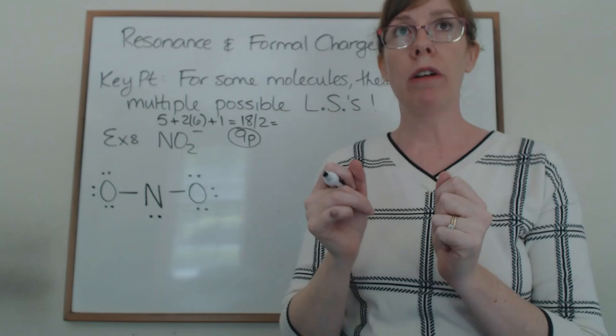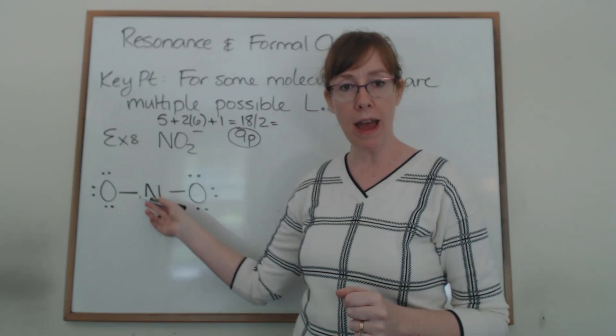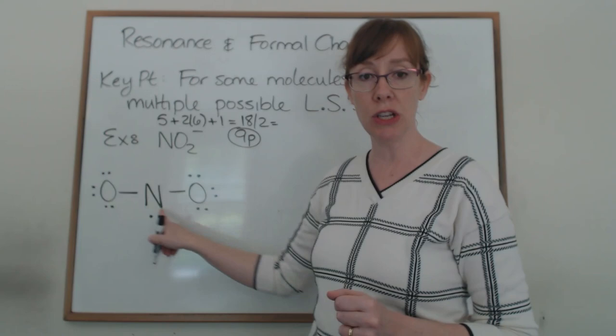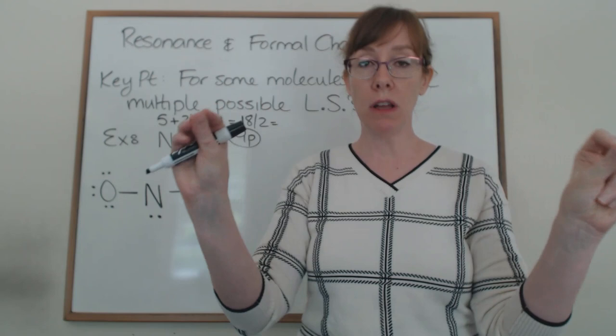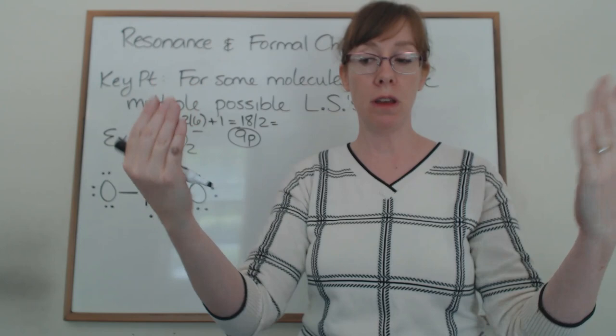Anytime you are forming a double bond, and you have a choice of whether you're going to pick from one atom or the other atom, which is what you have here, like I could pick from this oxygen or this oxygen, you are actually going to be able to draw what are called resonance structures. Resonance structures are simply alternate forms of the Lewis structure that are possible for the molecule.